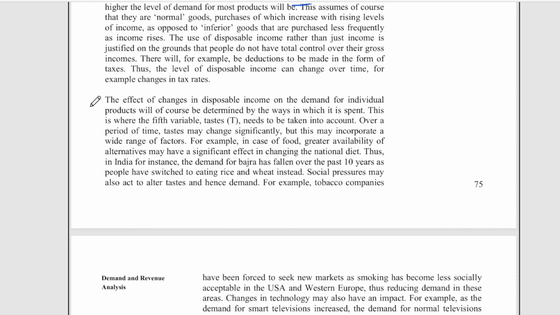The effect of changes in disposable income on the demand for an individual product will of course be determined by the way in which it is spent. And this is where the fifth variable, that is taste, needs to be taken into account. Over a period of time, taste may change significantly, but this may incorporate a wide range of factors. Okay, so an example is here.